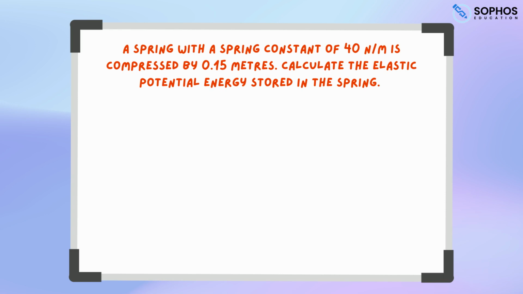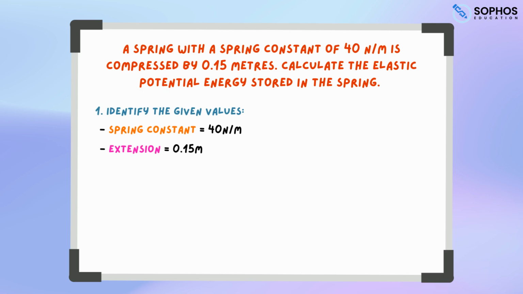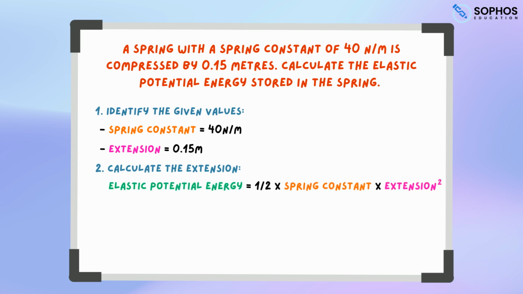In problem 2, a spring with a spring constant of 40 N/m is compressed by 0.15 meters. Calculate the elastic potential energy stored in the spring. First, we identify the values. The spring constant equals 40, and the compression equals 0.15 meters. We will then apply the formula for elastic potential energy and substitute the values into the formula. From this, we have the equation: elastic potential energy equals 0.5 multiplied by 40 multiplied by 0.15 squared. When we work this out, we get our answer, which is that the elastic potential energy is 0.45 joules.